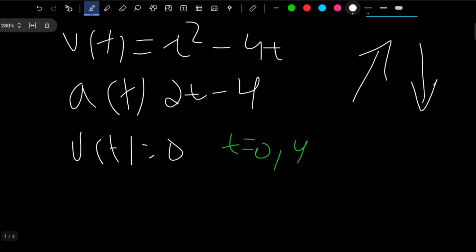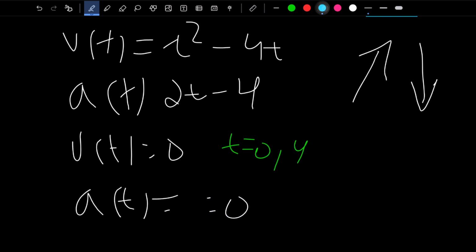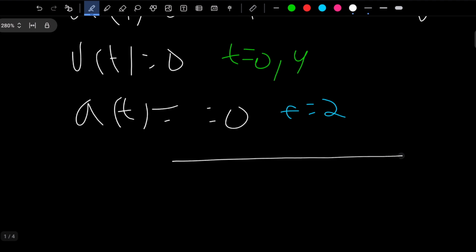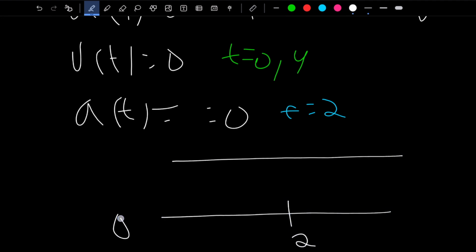And then we set a of t equal to 0 to find our critical points. This happens when t equals 2. So now we make a little chart for velocity and for acceleration, with 0, 4. And we plug in numbers to each of the equations to find if it's positive or negative. And then wherever they correlate is where they're speeding up. So, from negative infinity to 0, we find that it is speeding up because they have the same sign. They are both negative.